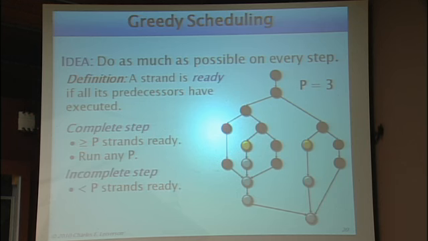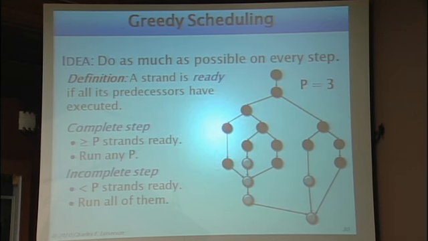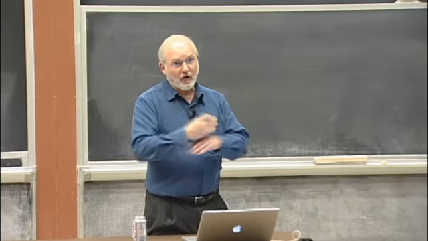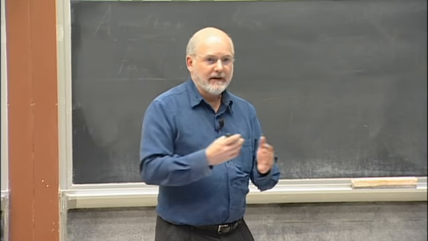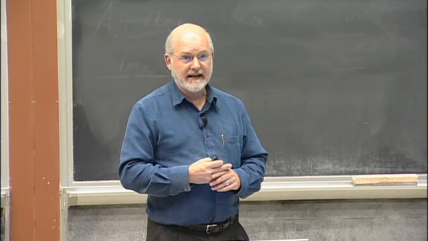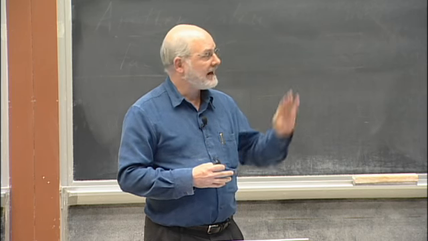Now we have what's called an incomplete step. Notice nothing got enabled. That was sort of too bad. So there's only 2 that are ready to go. What do you think happens if I have an incomplete step, namely fewer than P strands are ready? I just execute all of them, as many as I can. So that's what a greedy scheduler does. On every step, it executes as many as it can. And we can classify the steps as complete, meaning we used all our processors, versus incomplete, meaning we only used a subset of our processors in scheduling it.